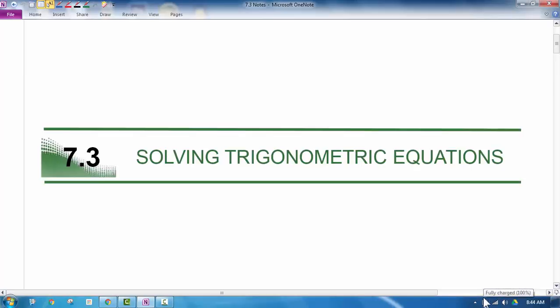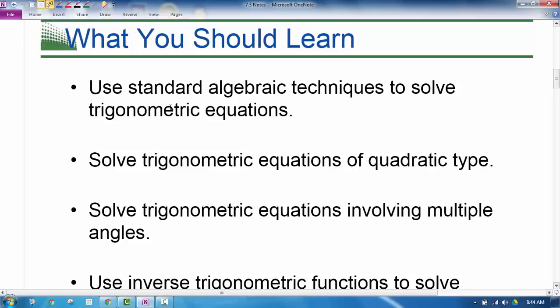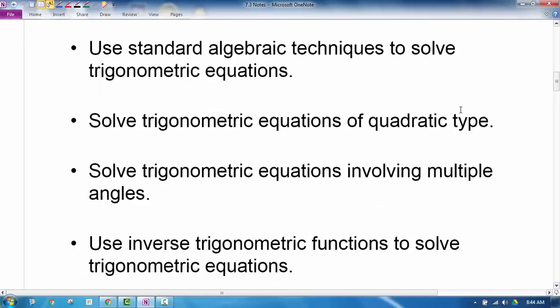Okay, the next section, 7.3, we're going to solve trig equations today. So we're going to learn standard algebraic techniques to solve these. We'll do some quadratic ones that require the quadratic relationships to solve. And we'll do them with multiple answers, multiple angles. And we'll use inverse trig functions to solve some of them as well.